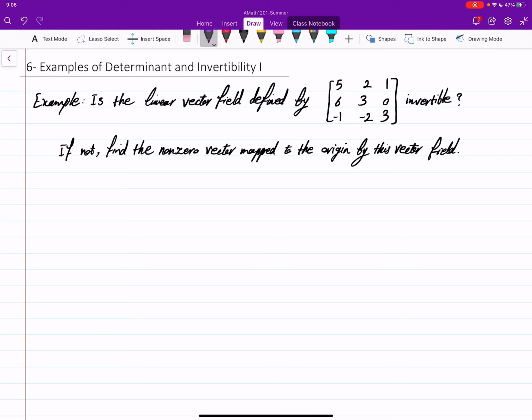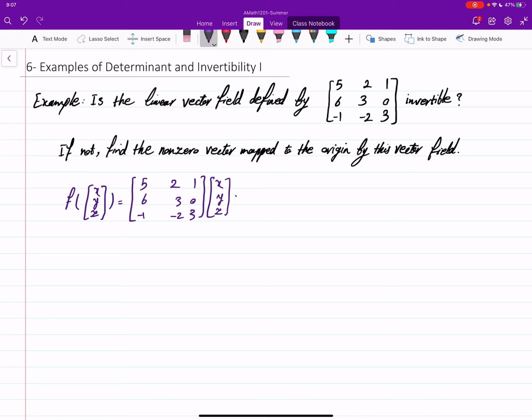Hello everyone. In this video, we will do some examples for checking the invertibility of a linear vector field. A matrix is given and the question is: is the vector field defined by this matrix invertible or not? Remember that if you have an n by n matrix, in this case a 3 by 3 matrix, you can define a vector field by this matrix multiplication. The question is, is this an invertible vector field or not?